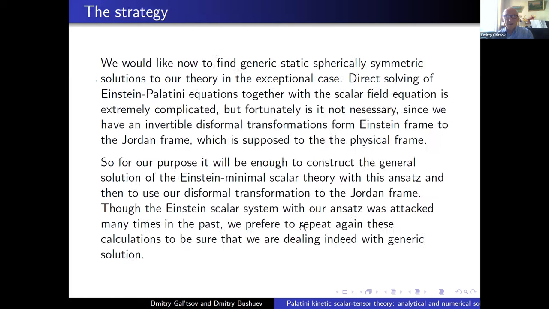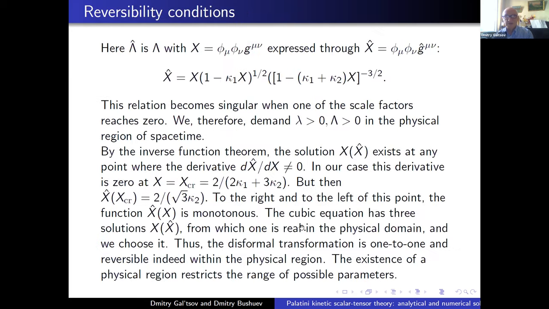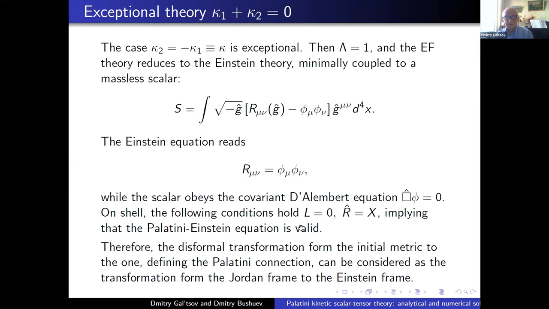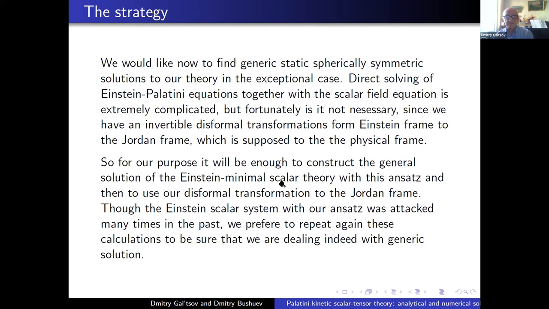Then we have two frames. We have the initial metric and Palatini connection, and we call it the Jordan frame, and we have the Einstein frame, which is especially simple in this exceptional case. And now our problem is to find the generic spherically symmetric static solution in that exceptional case, when in the Einstein frame we have a minimally coupled scalar.